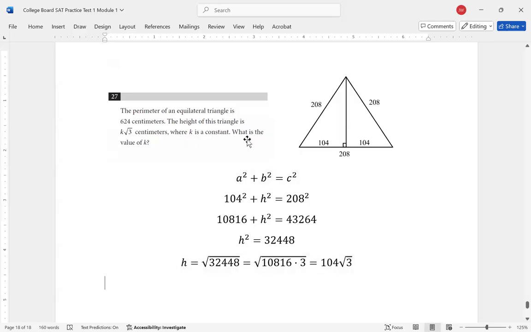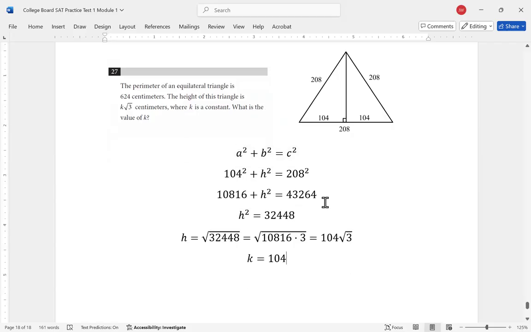And it's asking me, says that the height of the triangle is k times square root of 3, where k is a constant. What is the value of k? The answer is that k would have to be 104. And so that is the answer. Now, this is one way to do this problem.